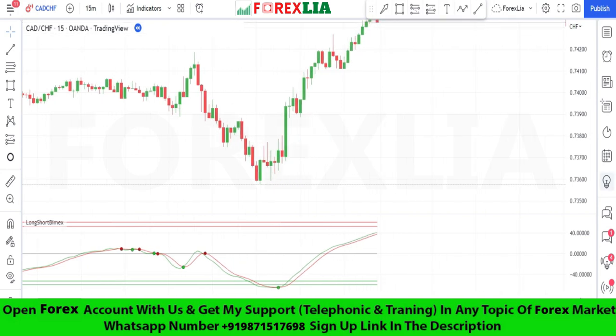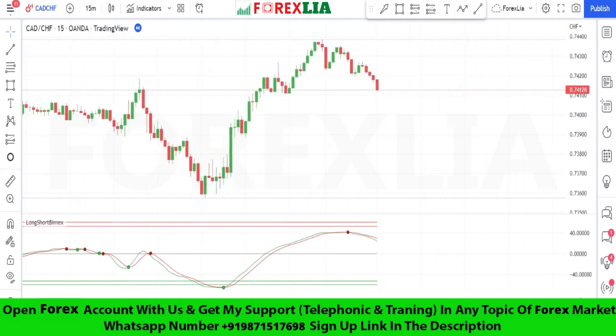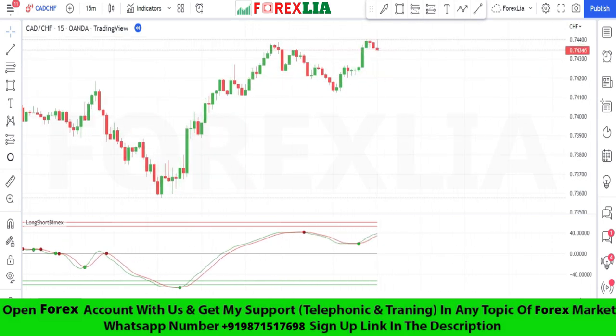If long short BIMEX indicator both MA break red overbought level downward, then we take a sell trade.